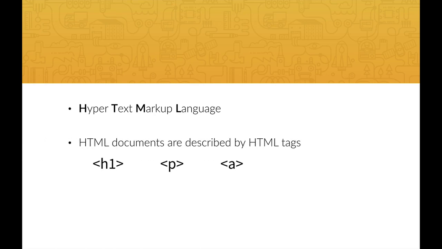So, starting with HTML. But first of all, what is HTML? HTML stands for Hypertext Markup Language. So it's a markup language and not actually a programming language. HTML documents are described by HTML tags, like these three you see here. Each HTML tag describes a different type of content, such as headings, paragraphs, or links.